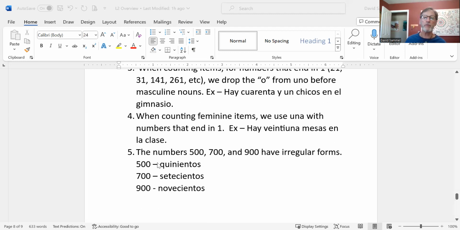And last little thing, the numbers 500, 700, and 900 have irregular forms. 500, 700, that one's not too different. It would normally be sietecientos. That's kind of a mouthful, right? So they changed it to setecientos over the centuries that people were saying it. And finally, for the same reason, novecientos is a little easier to say than nuevecientos. And that's the only reason why we do it.